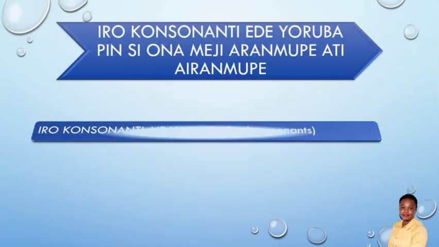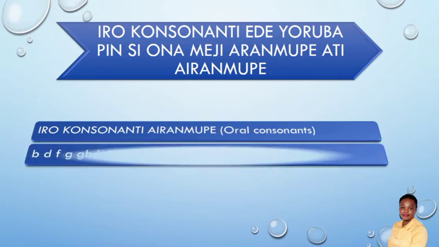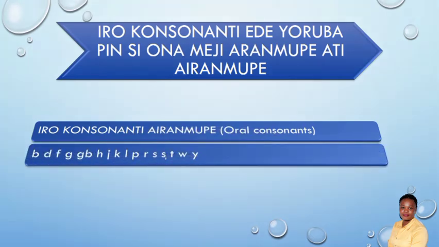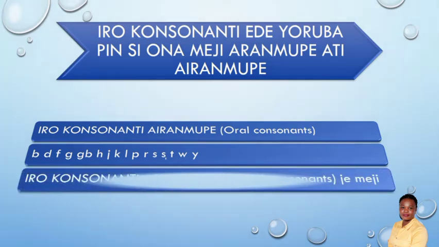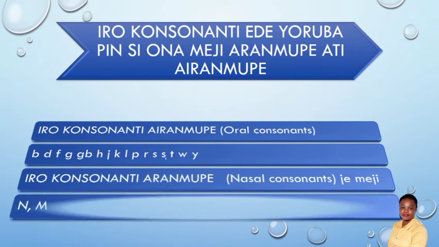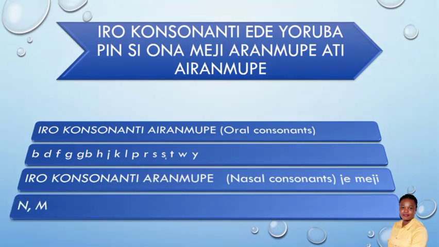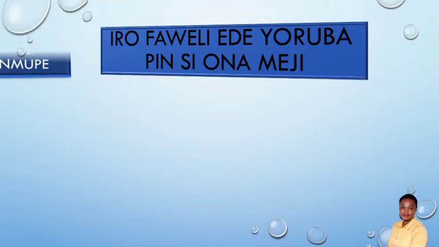today. Ìró consonant èdè Yorùbá pín sí méjì, so the consonant sound is also divided into two. We have the oral consonants and we have the nasal consonants. The oral consonants are B, D, F, G, B, E, G, K, L, P, R, S, Sh, T, W, E. While the nasal consonants is just two. We have Ni àti Mi, that's the N and the M.